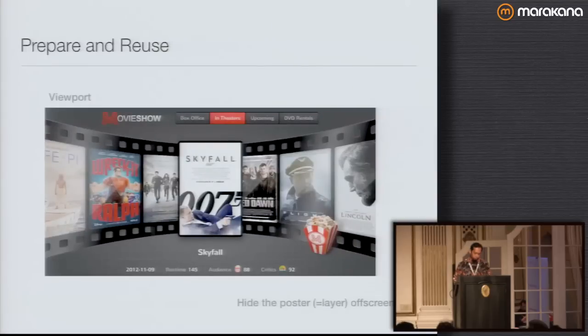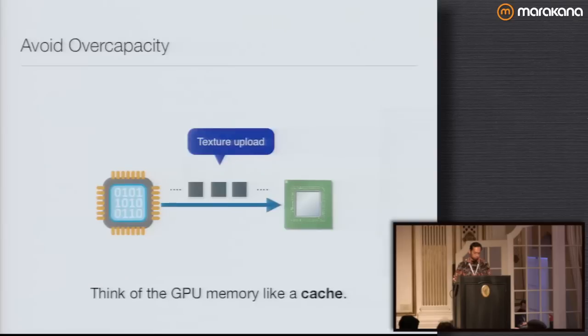As I've said before, the movie show example is a very nice case where you don't need to create this movie poster every single time, because there's only so many you can see on the screen. So you just need to swap the contents, and therefore you don't need to force a new texture creation all the time. And because the user can only move either to the left or the right, you can preempt that and prepare some texture, hide it off screen, and then show it immediately at the right time.